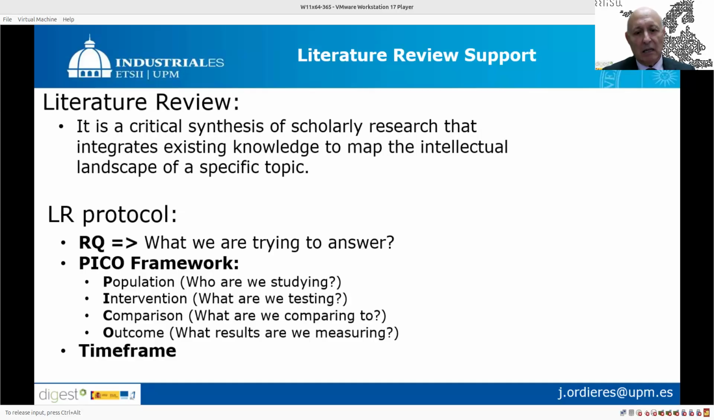Right? So the idea here was to use a well-established literature review protocol, starting by defining the research questions and then going through the PICO framework, answering who we are studying, what we are testing, what comparison we want to establish against what, and what kind of result will be measured and how, etc.